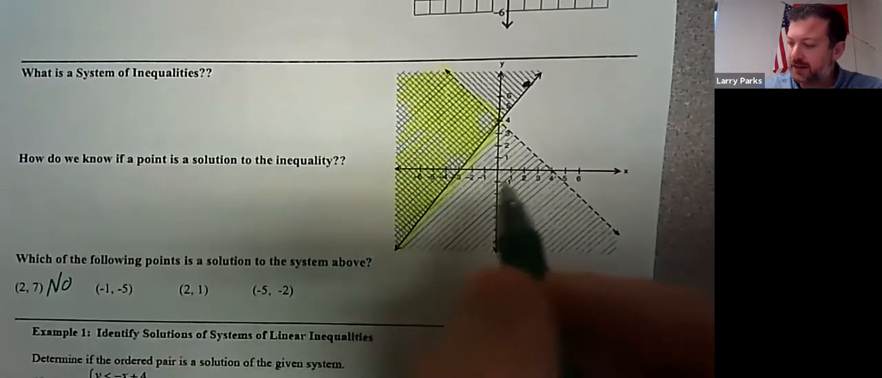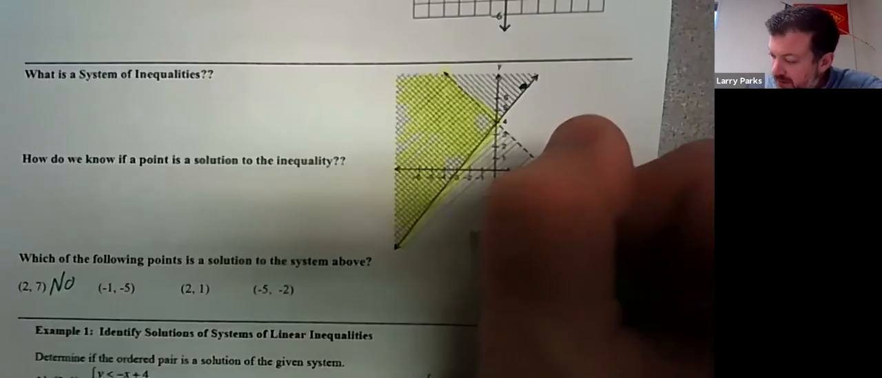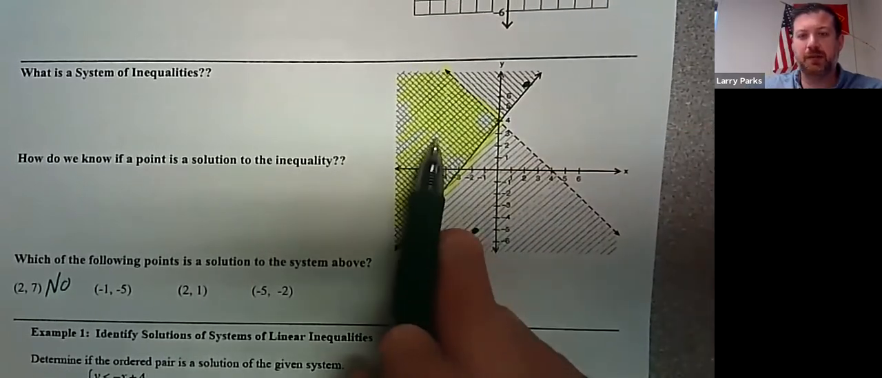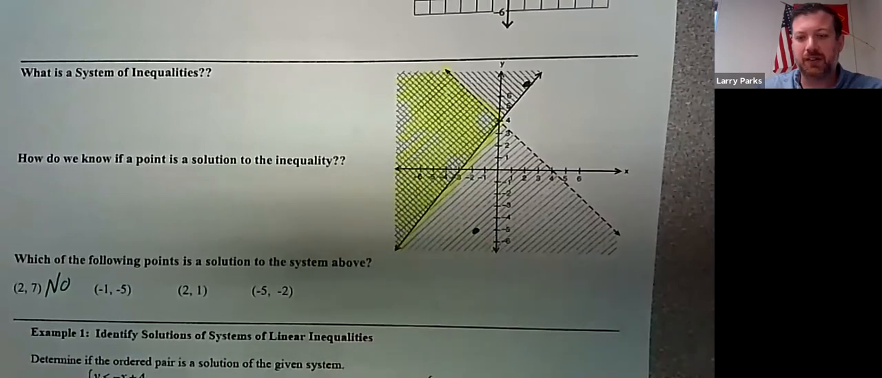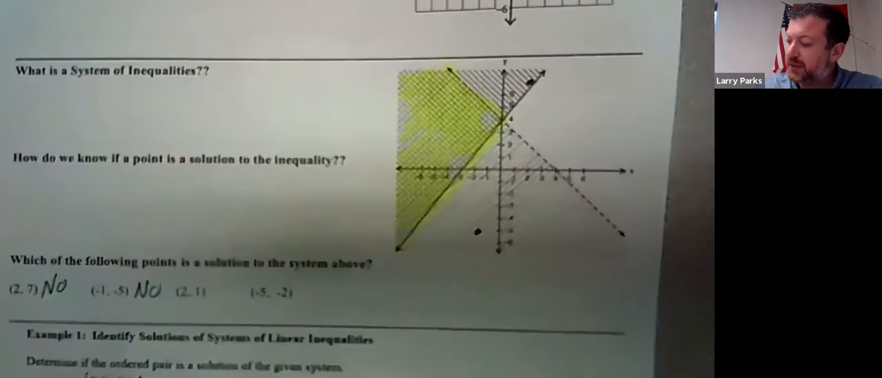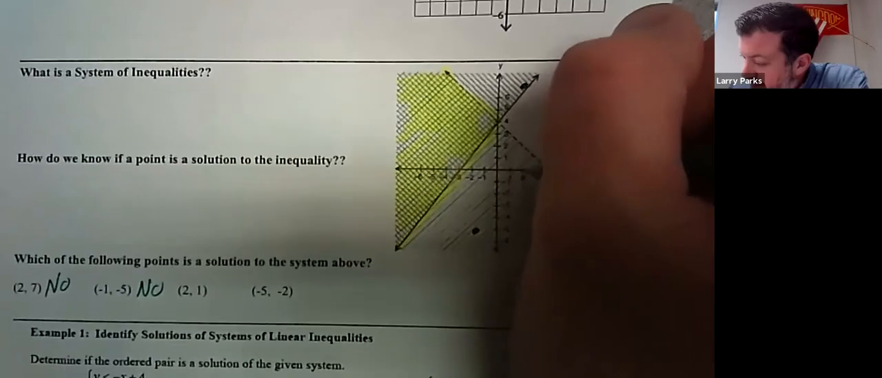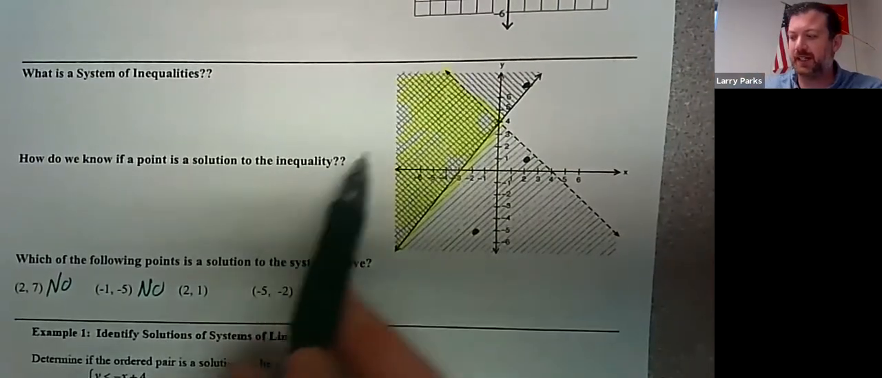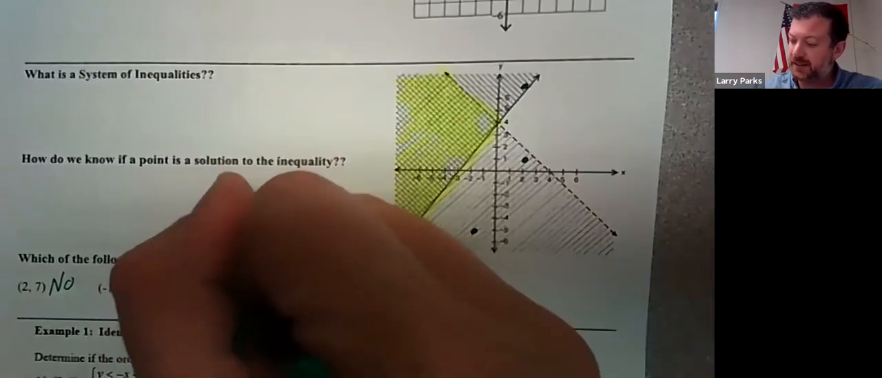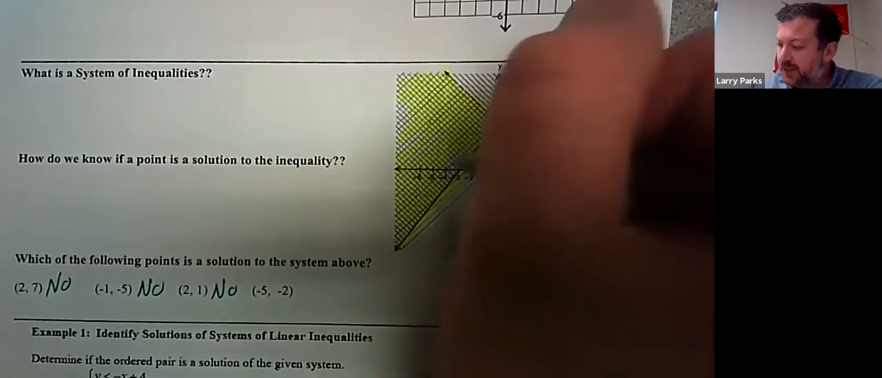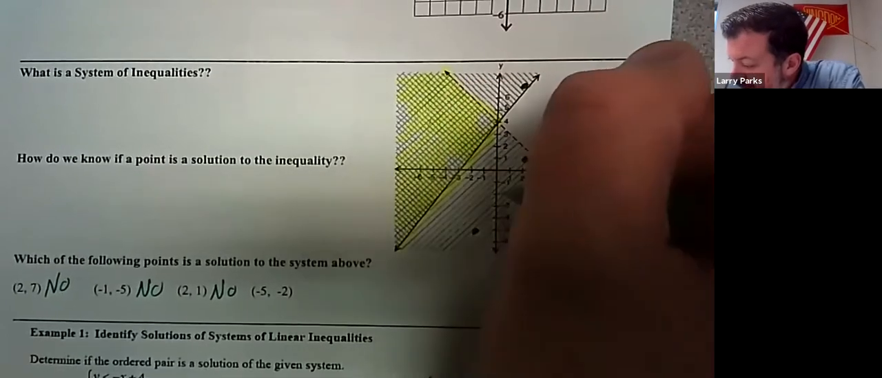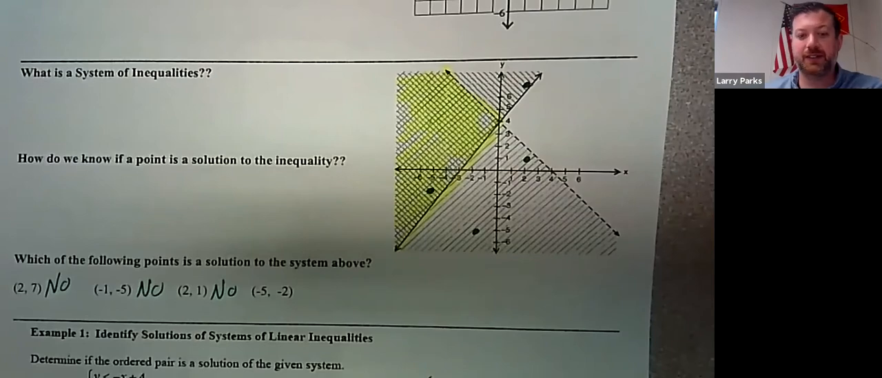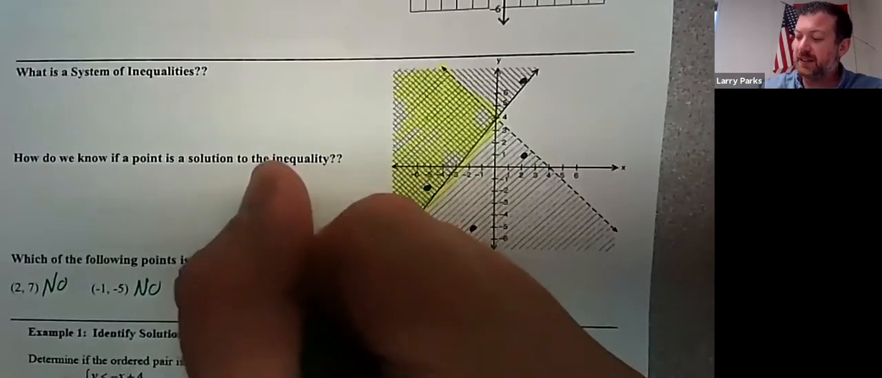(-1, -5). Again, it is a solution to this one, but not this one, so I would say no. (2, 1). Again, not a solution. It's not in this area. And then (-5, -2). Just barely. So I would say, yes, this one is a solution.